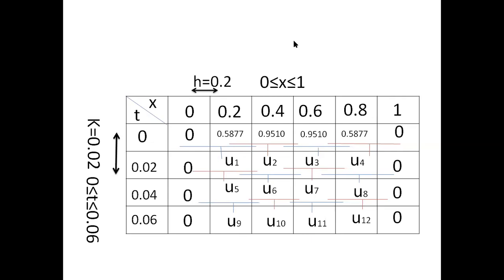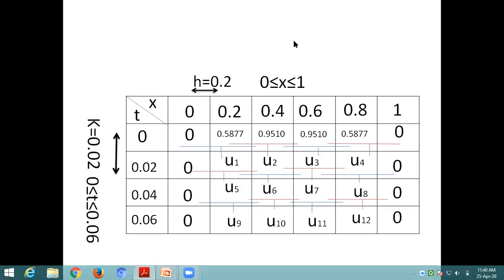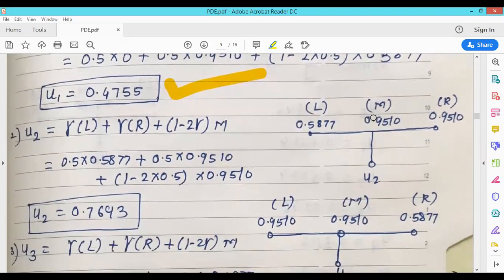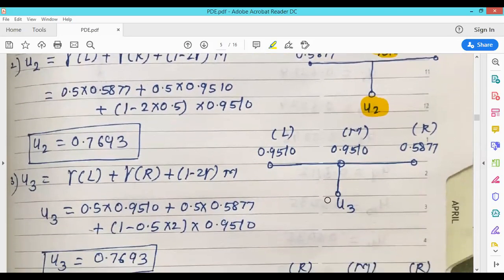Cleared? So I have to go for the problem. In that case, we have to find out the value of u1. This is 0.45, 0.4755. Then how to find out u2: gamma into the left term, gamma into the right term, plus 1 minus 2 gamma into the middle term. So in that u2, this is the left term, right term, and this is the middle term. Yes, u2 that we have to find out. So this is the value of u2.